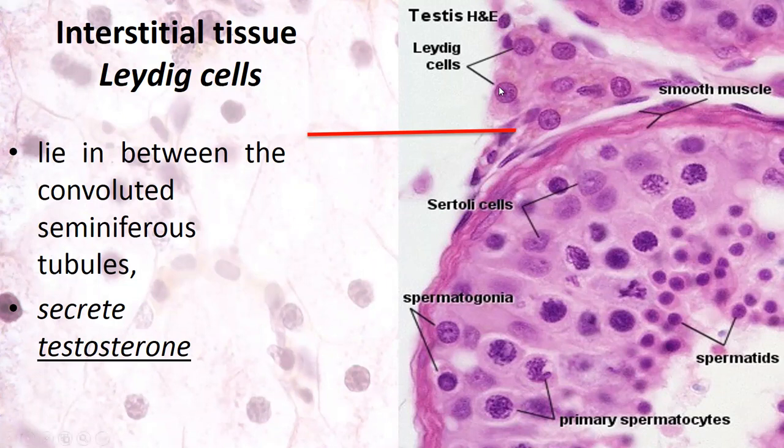And they are controlled by LH, luteinizing hormone, which is known as hormone of female reproductive system, but also it's produced in male reproductive system continuously, and this hormone has target cells. They are Leydig cells which produce testosterone.